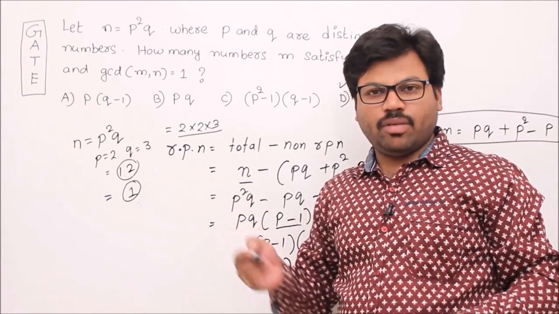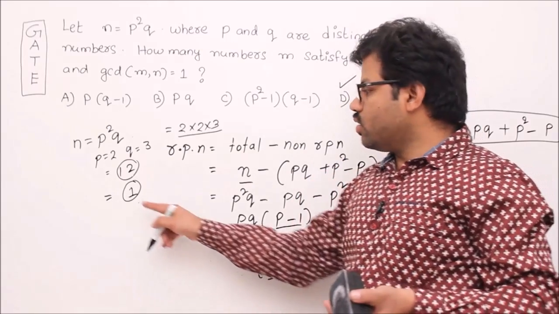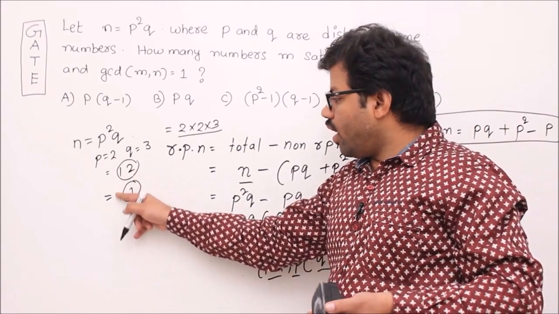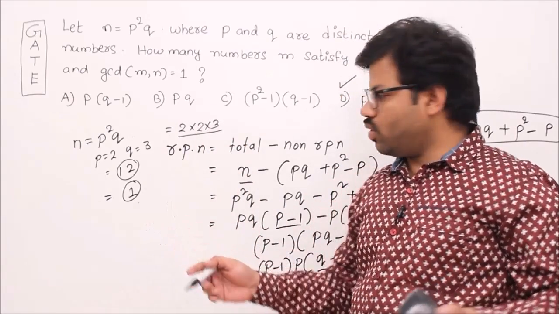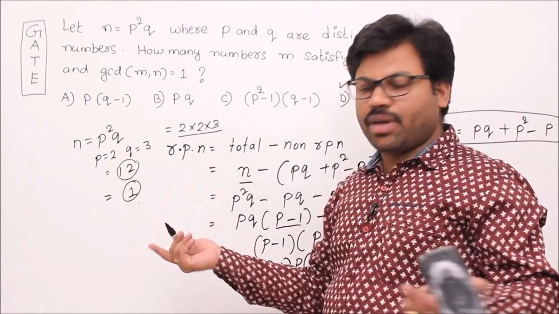So, 2 is a prime number. Prime numbers start from 2. So, 1 is not a prime number, and 1 doesn't have any prime numbers in it. That's why there is no common prime factor. So, 1 and this number don't have any common prime factor.